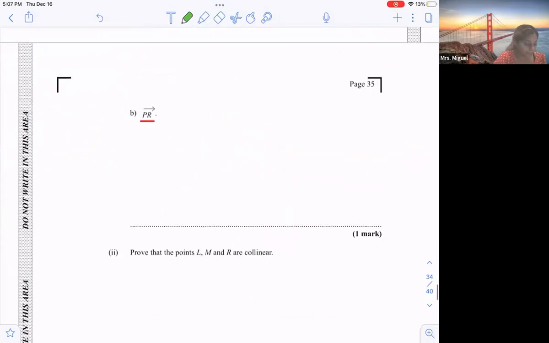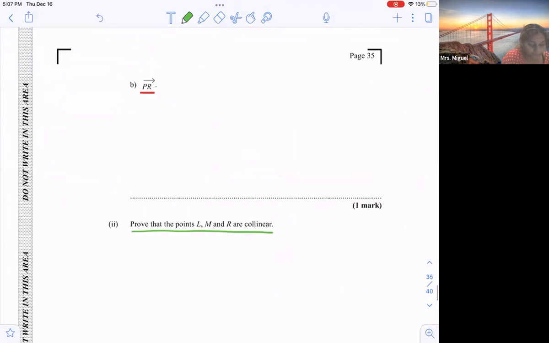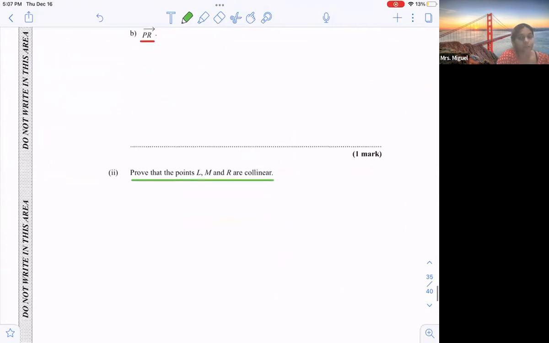So the next part, prove that points are collinear. To prove collinearity, we need to find the following vectors. We have the vector LM, and we need to find the vector LR. To prove collinearity, you show two things. You show that they have a common point, in this case the common point will be M, and one vector is a scalar multiple of the other.